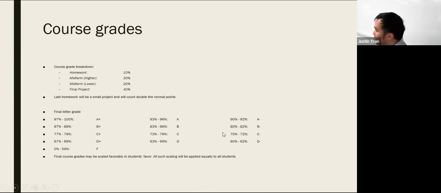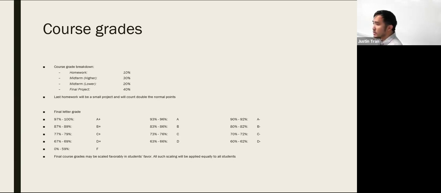A's, A minuses, B's, B pluses, things like that. I do round, and so if you're at like a 92.5, I do round that up to an A, so you don't have to worry about that. So I do all that automatically as well. Okay. I think for this class, a fairly straightforward grade breakdown. The only wrinkle is the higher and lower midterm.